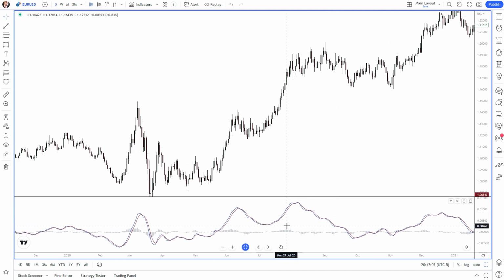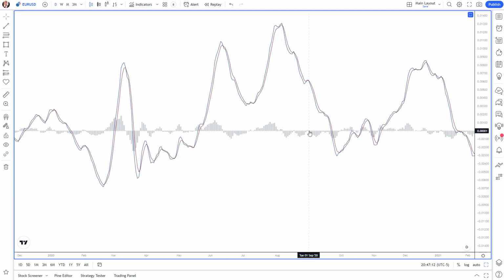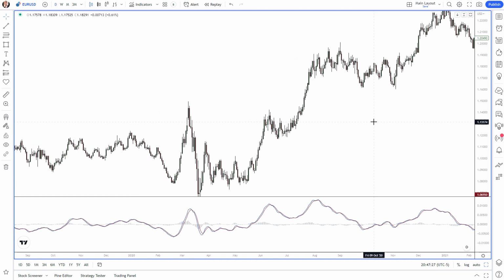Some people use a crossover. Some people use the zero line right over here. If I blow this up, they try to use this little zero line to indicate that if the MACD is below this, then it's bearish. If the MACD is above it, it's bullish. Okay. In my experience, it just didn't flow with what I was trying to do. I was looking for big swings in the market. I was looking for 200 pips plus.